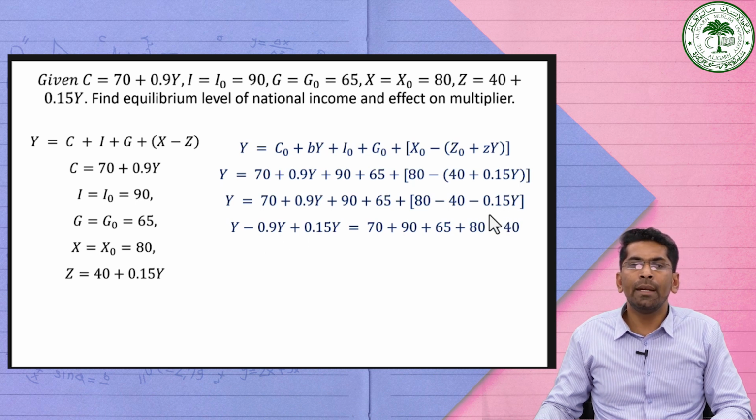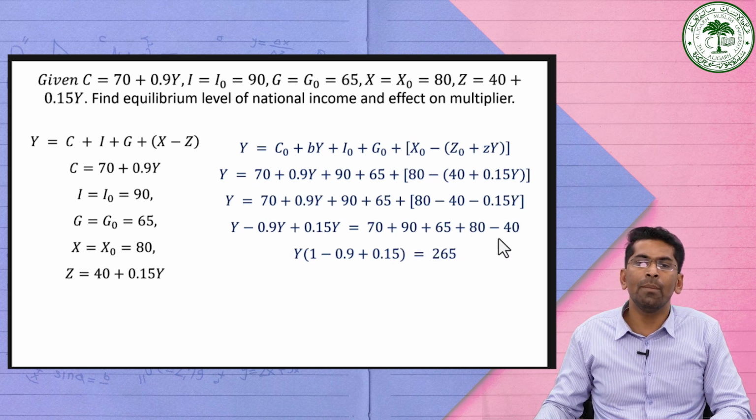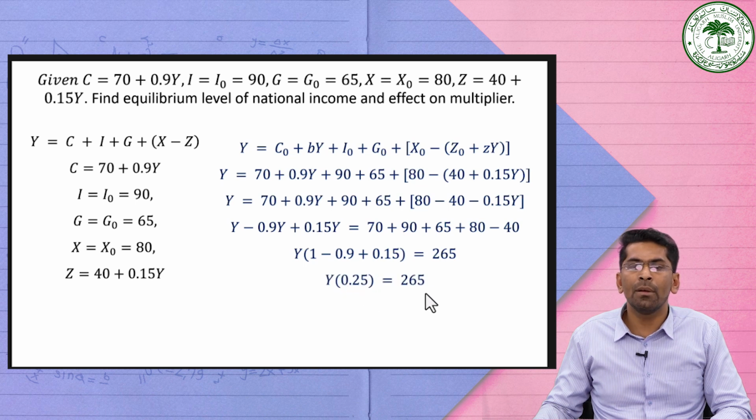Here we have Y term that is 0.15Y, so it will become plus 0.15Y, which is equal to what is remaining here, 70 + 90 + 65 + 80 - 40. So here Y term is common, so I am taking Y outside. So what is remaining here, Y into (1 - 0.9 + 0.15), which is equal to 70 + 90 + 65 + 80 - 40, which is equal to 265. So if you go for simplifying it, Y into 0.25 is equal to 265.